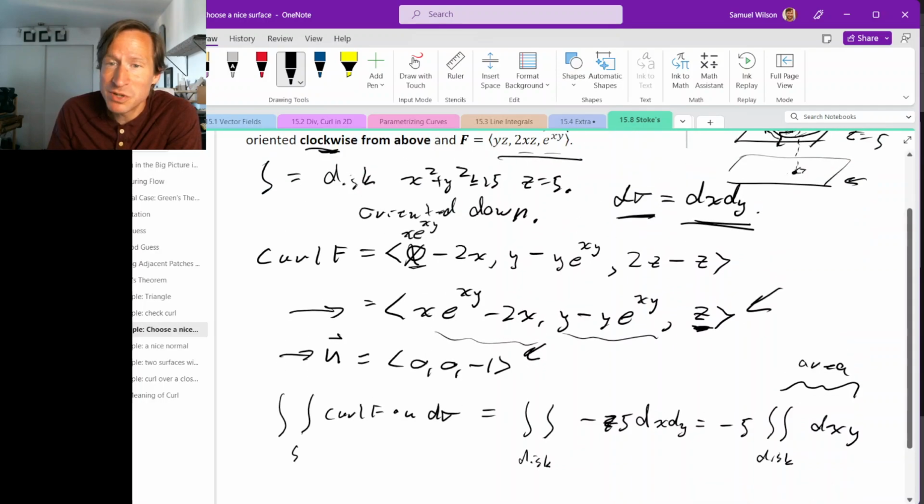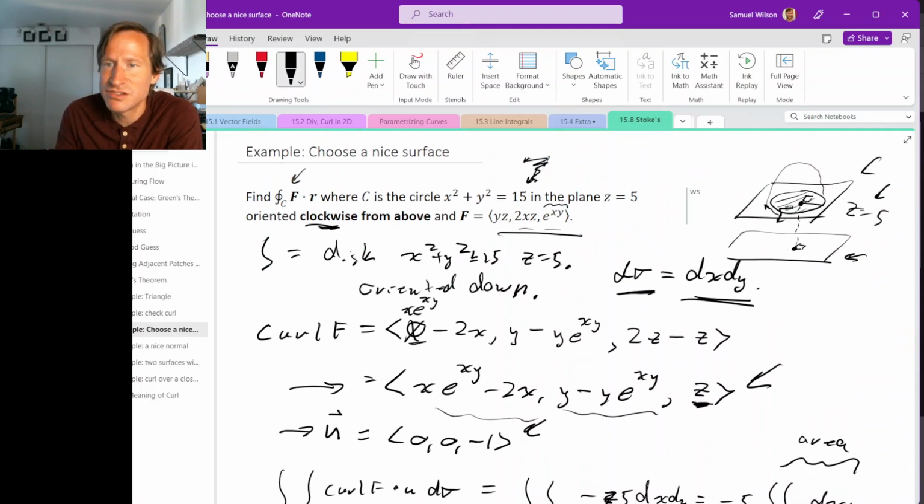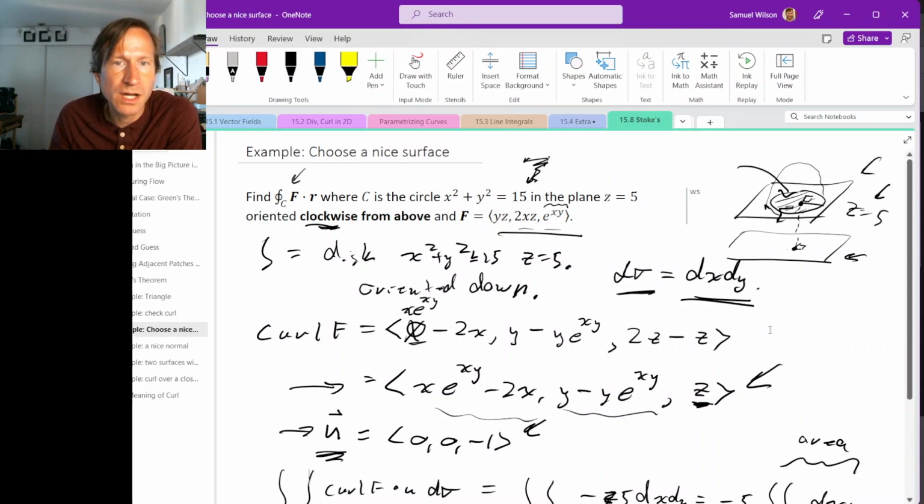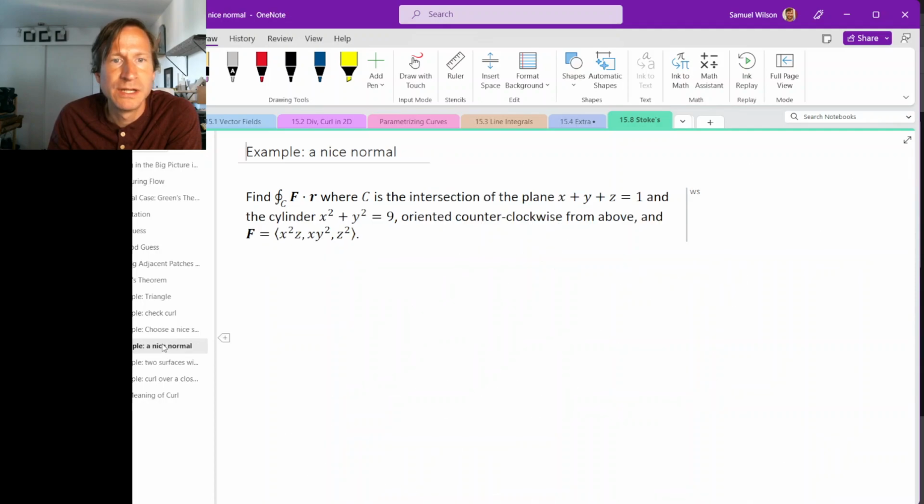So this one turned out pretty nice because when we chose an appropriate surface, the normal vector turned out to be very simple, right? And that made this much nicer. Okay. Let's look at one more example.